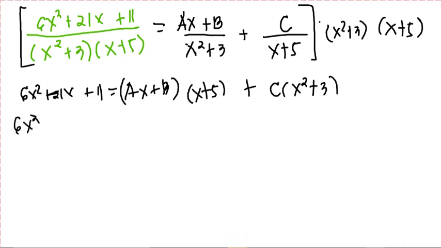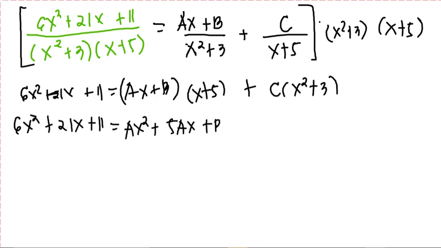So we have 6x squared plus 21x plus 11 is equal to, we have ax squared plus 5ax plus bx plus 5b plus cx squared plus 3c. So this is ang ating equation. So we are going to combine sa terms diri.